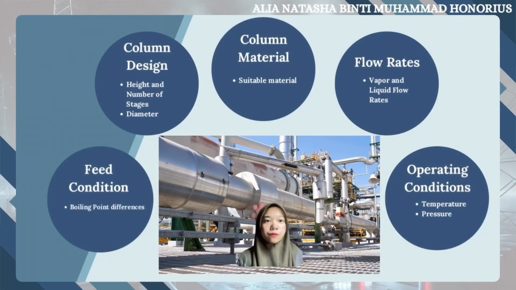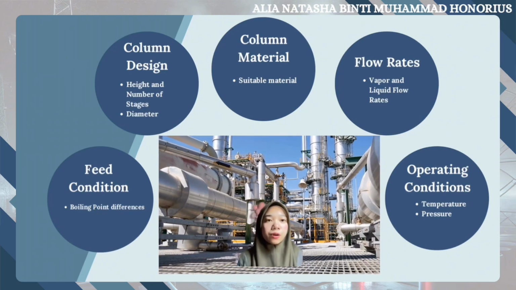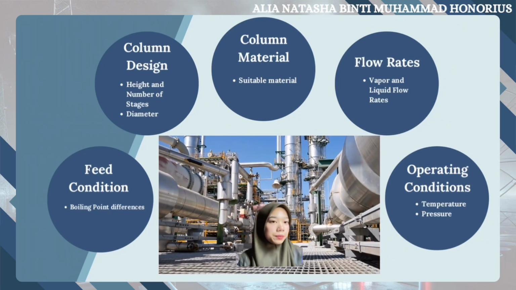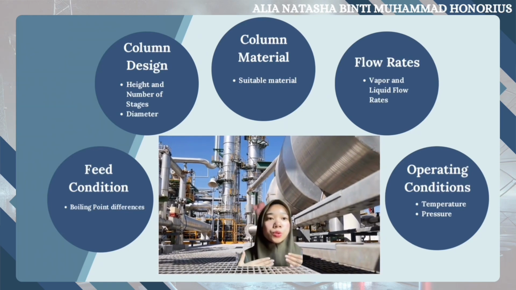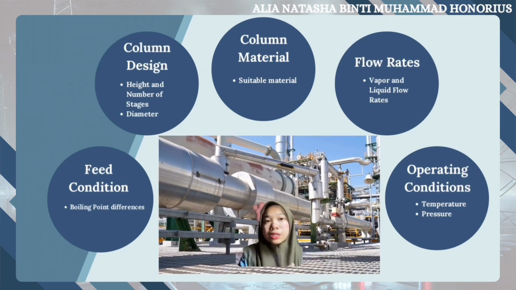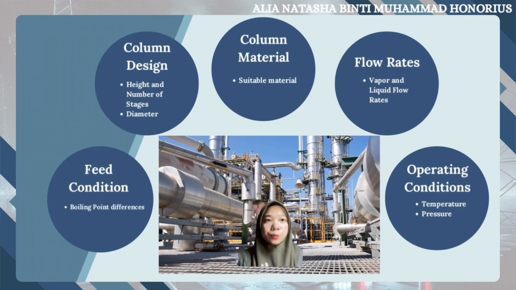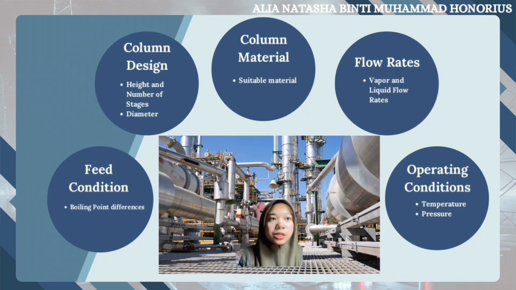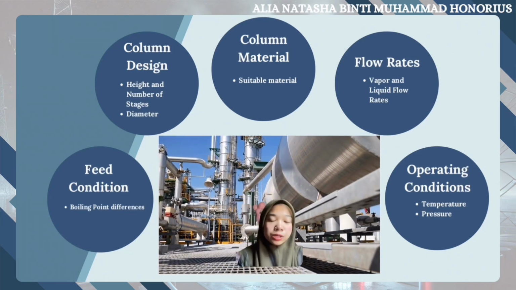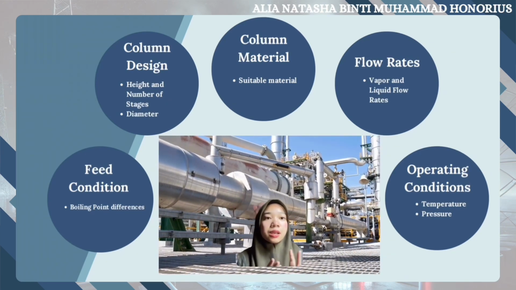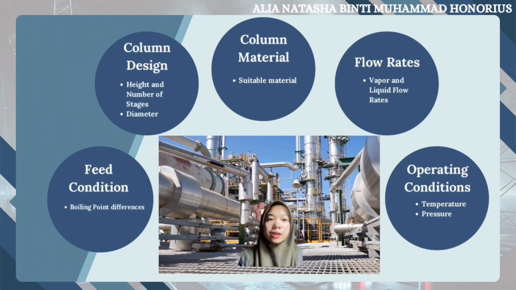Next, we will look into the factors affecting the distillation column. The first one is the feed condition, which involves the boiling points. From the previous subtopic that we have discussed, at the feed, the mixture will go into the distillation with different kinds of physical properties such as boiling point. Therefore, higher boiling points will have a harder separation because they need more stages and also higher reflux ratios. The second factor is column design, which involves diameter, height, and number of stages.